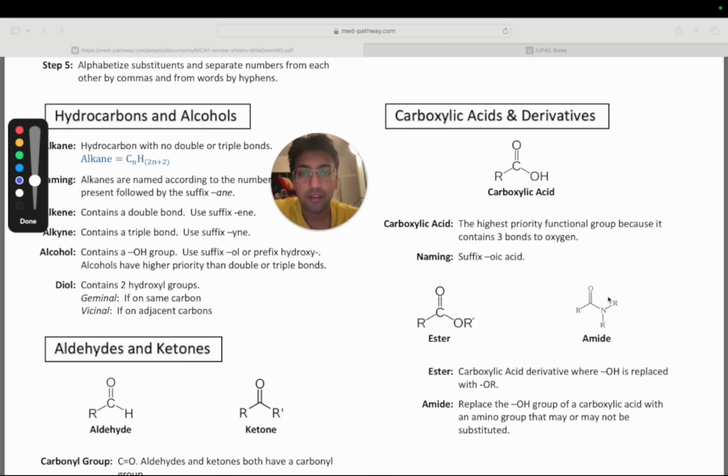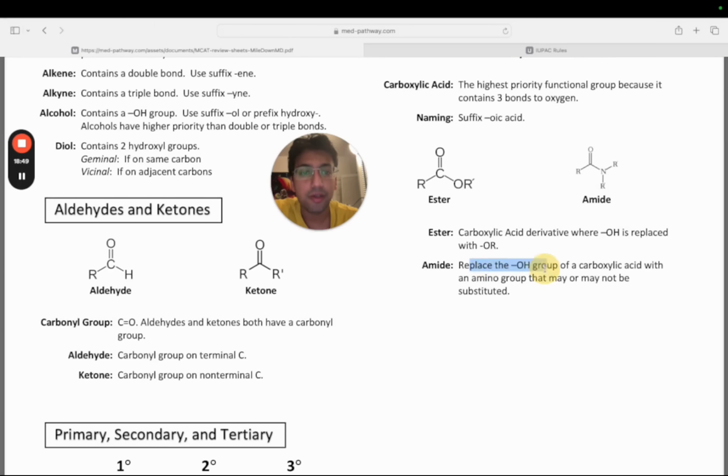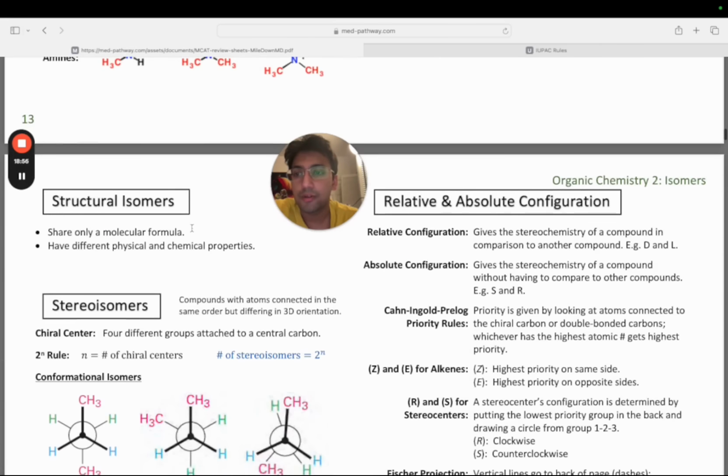And that's just a hint for what's going to come in the future, which is just a question. Maybe you can answer it in the comments: what is the biological structure in which you find amides very commonly in your body? Okay. So amides, again, replace the OH group of the carboxylic acid with an amino group that may or may not be substituted. Okay, let's keep going.